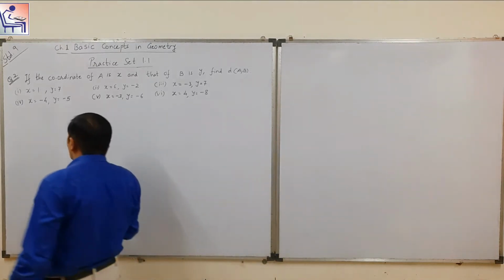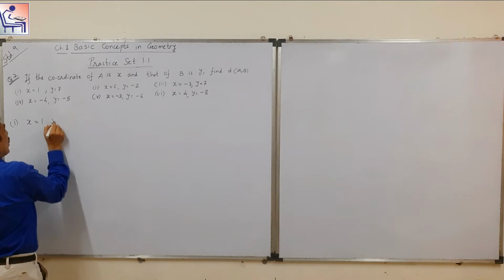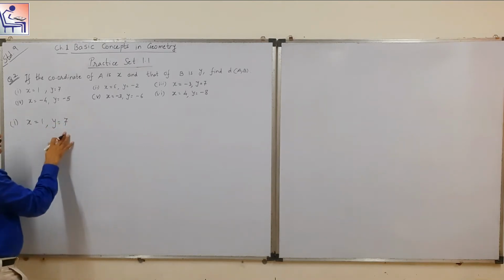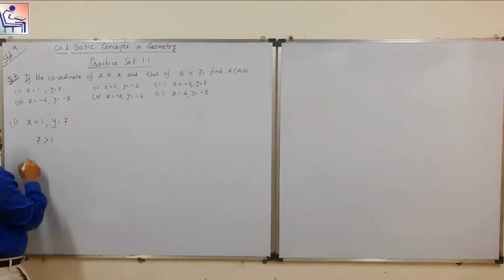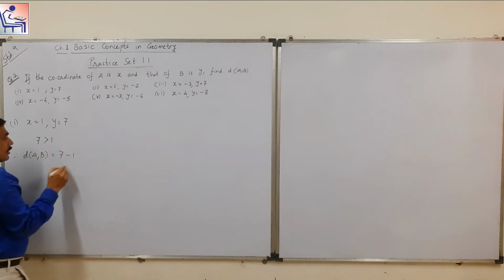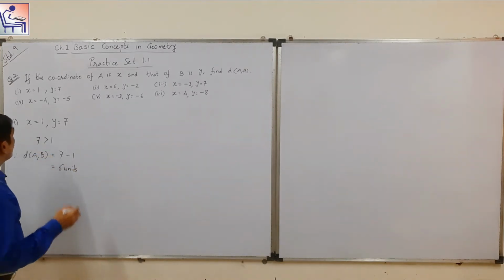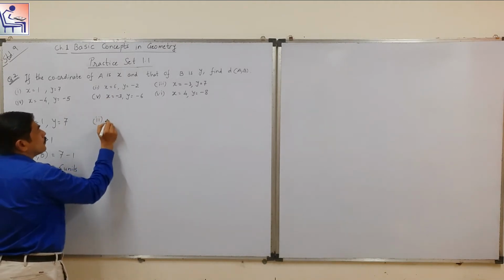We will solve it one by one. Here the first question, x is equal to 1, y is equal to 7. So here you know that 7 is greater than 1. Therefore distance AB is equal to 7 minus 1, which is equal to 6 units.